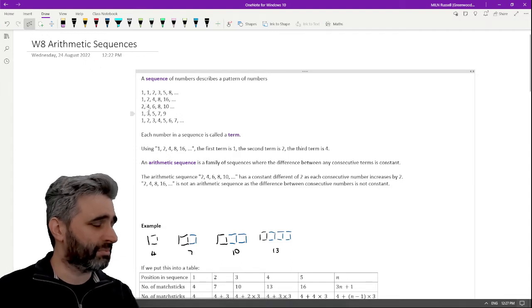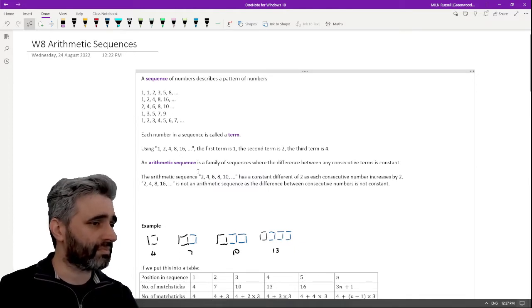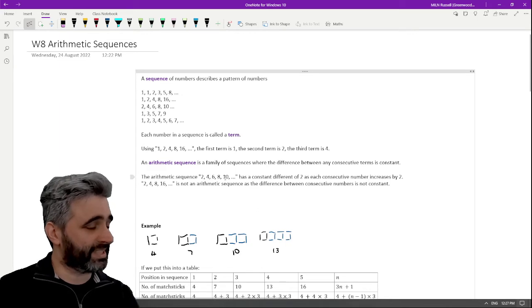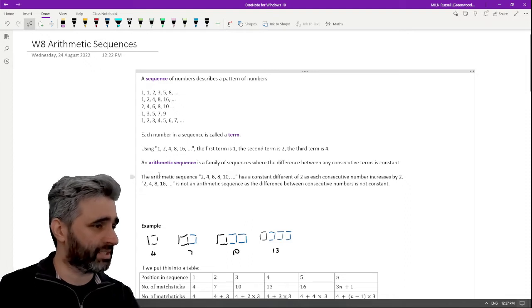Whereas for even numbers, odd numbers, and the counting numbers, the evens go up by 2 each time, the odds go up by 2 each time, and the counting numbers go up by 1 each time. The difference is the same from term to term. So we would say 2, 4, 6, 8, 10, for instance, has a constant difference of 2. As each consecutive number increases by 2, it is an arithmetic sequence.